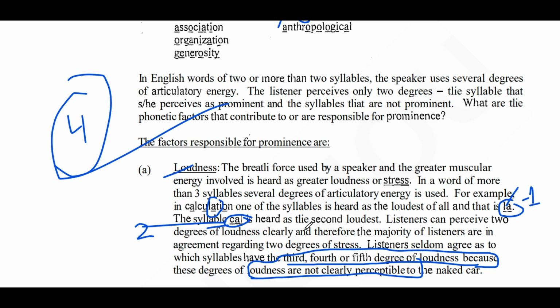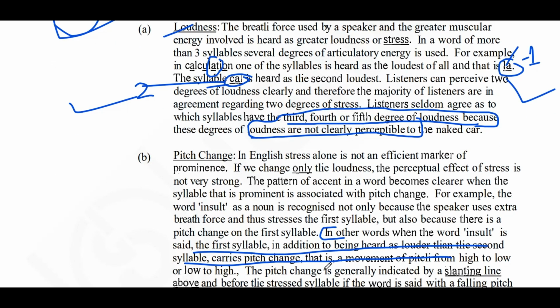So we have seen the first and the second degree loudness of these parts of the words. But the third, fourth, and fifth are not agreed upon by everyone, because the differences in loudness are not clearly perceptible to the naked ear. That's why for the later parts we don't go to 3, 4, 5, but we definitely go for the first and the second most loud part of a word.